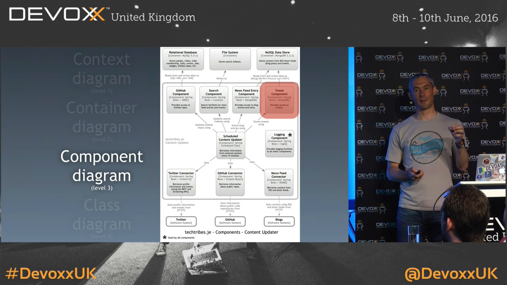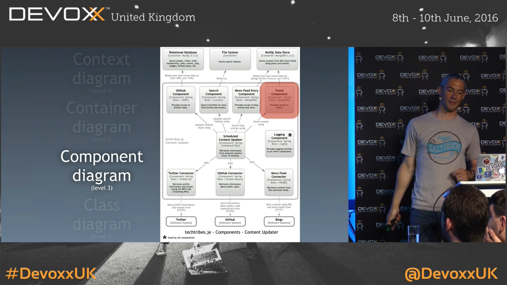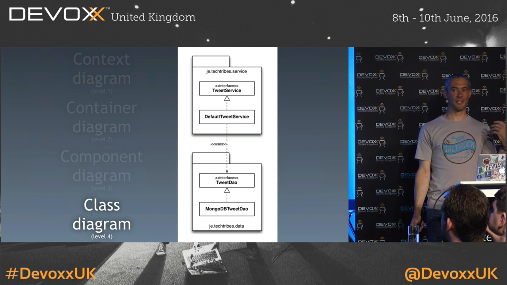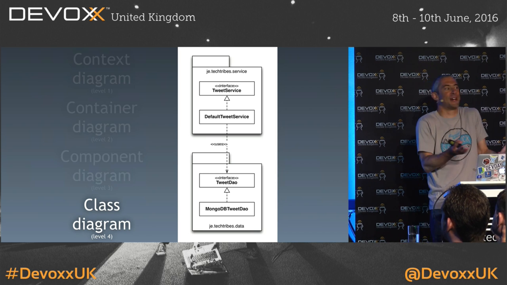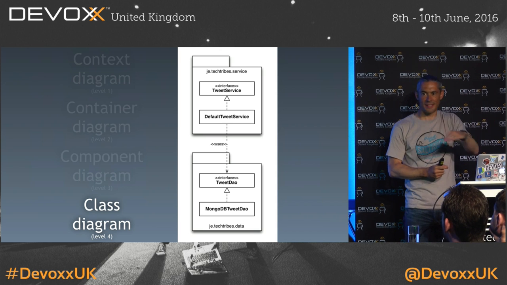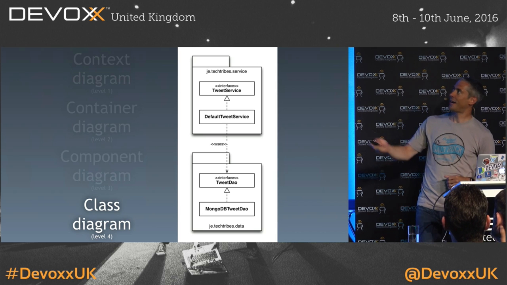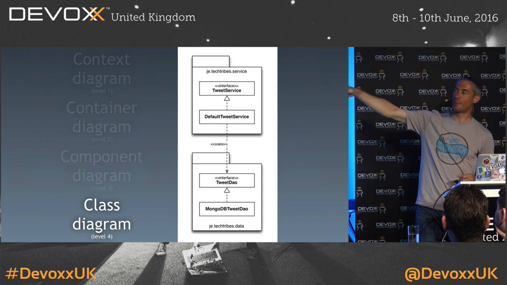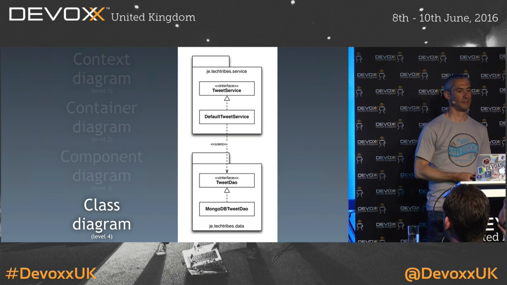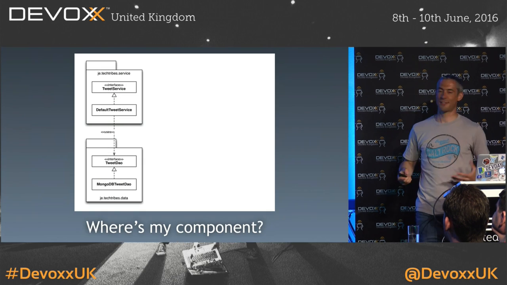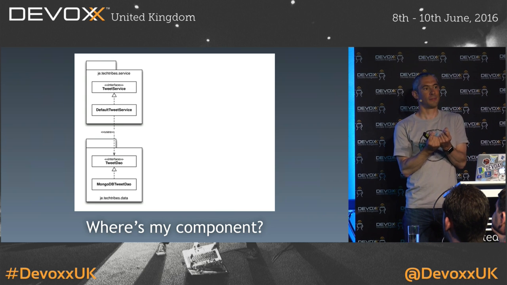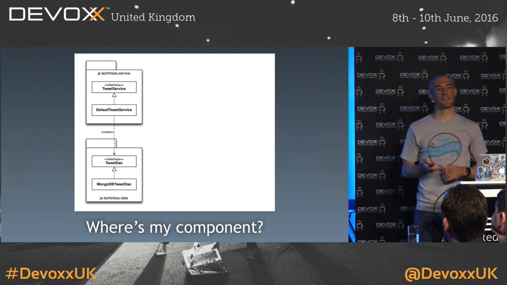In the initial implementation of my tech tribes system, this component looked like that. Essentially, this was a standard enterprise layered architecture. Web layer, services layer, data access layer. So I have a tweets service here with an implementation class and a tweets data access object with a Mongo implementation. There's nothing on this picture that says tweets component. So although when I'm having an architecture discussion, I call it the tweets component, it doesn't exist.